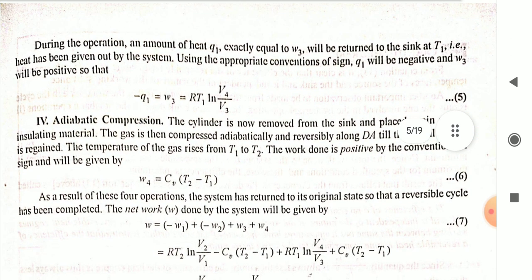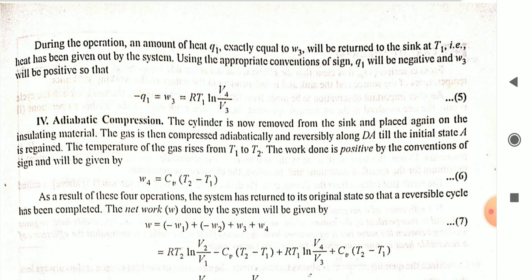During the operation, an amount of heat Q1, exactly equal to W3, will be returned to the sink at T1. That is, heat has been given out by the system. Using the appropriate convention of the sign, Q1 will be negative and W3 will be positive, so that minus Q1 is equal to W3 is equal to RT1 ln V4 by V3.